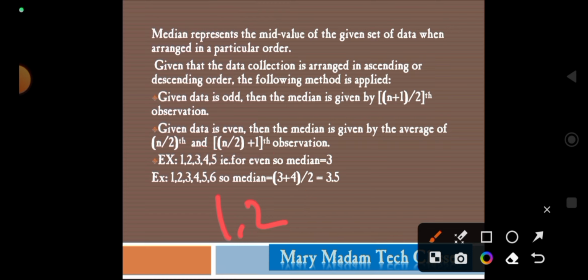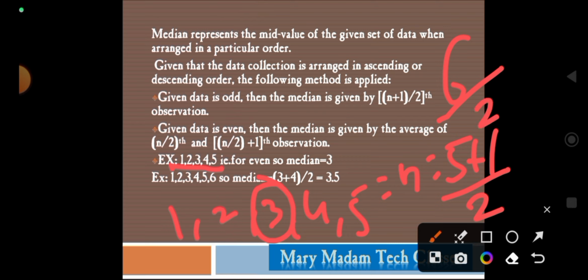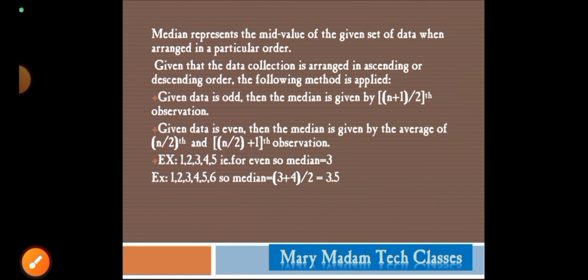Let us see a small example. Here is a list of data items, a set of 1, 2, 3, 4, 5. The median is 3. How will we get it for odd data points? 1, 2, 3, 4, 5. What is the n value? The n value is equal to 5. 5 plus 1 by 2, that is 6 by 2, and 6 by 2 is 3. So the output is 3. We got the median as 3.